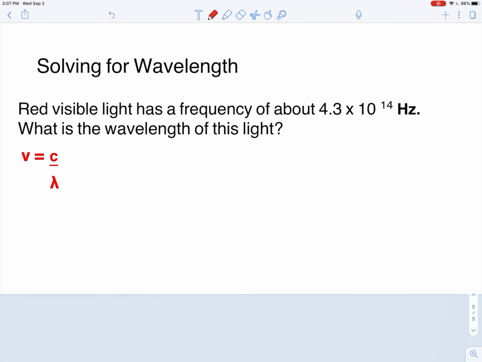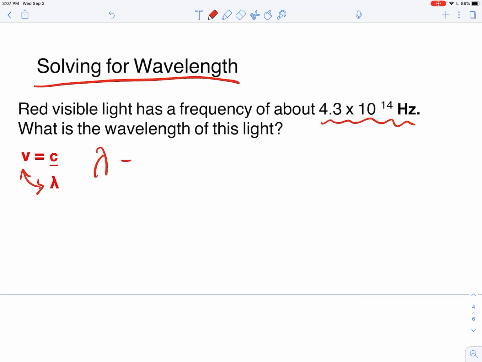Okay, and lastly, we'll have a problem here. What if we are given the frequency, and here we're solving for wavelength? So it's pretty straightforward. We're just going to switch these two positions. Basically, we're dividing both sides by frequency and multiplying both sides by wavelength. So our new equation looks like this. And that's how we can solve for wavelength. Now it's just a matter of plugging in the numbers.